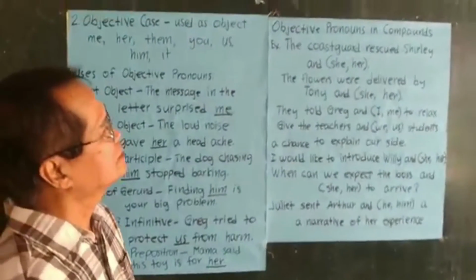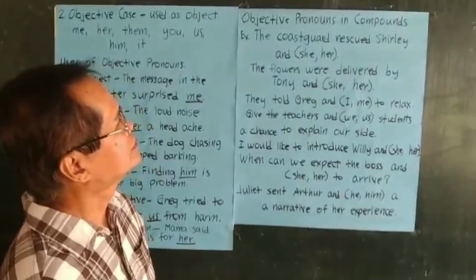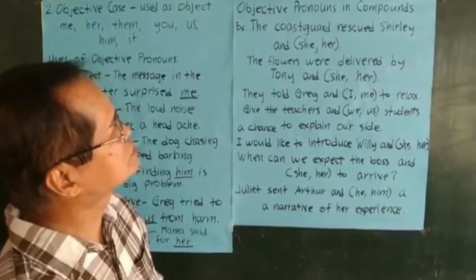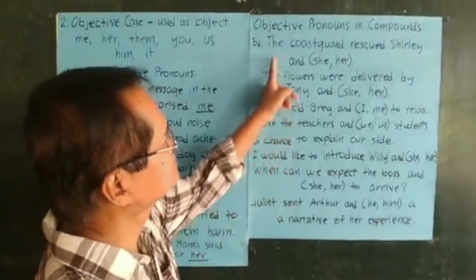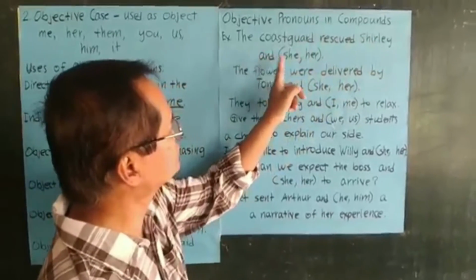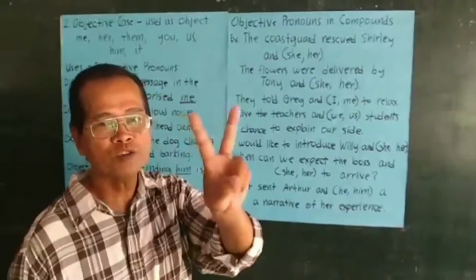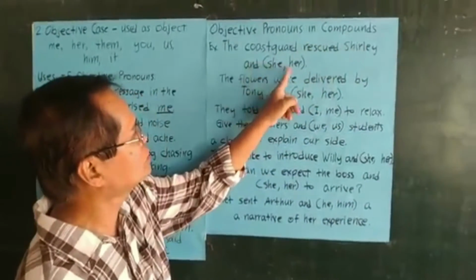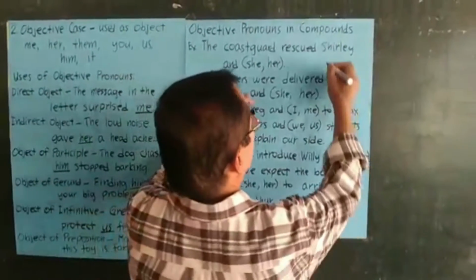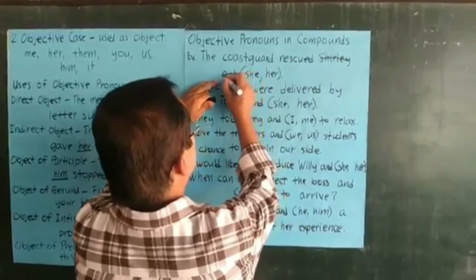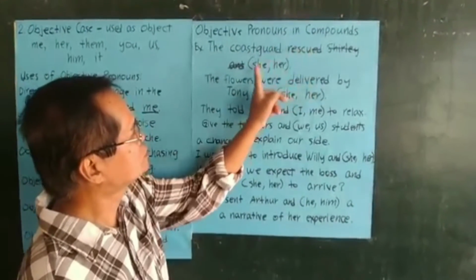Next, a problem occurs if there is a compound object, like this one. The Coast Guard rescued Shirley and she or her. Now, since the object is composed of two, Shirley and she or her, we need to simplify this one. So, we are going to disregard Shirley and, then read the sentence. The Coast Guard rescued she or her.